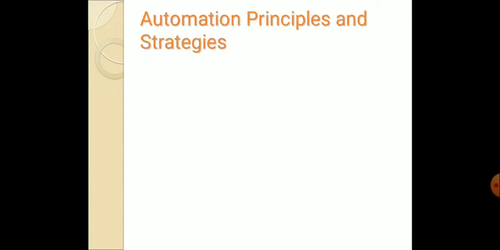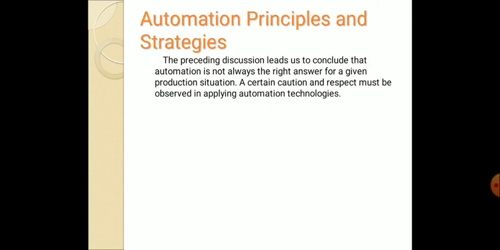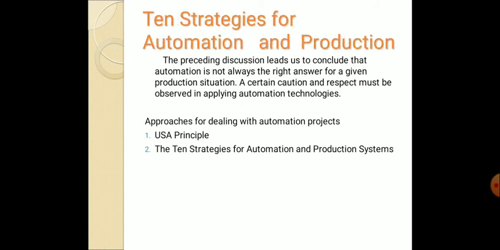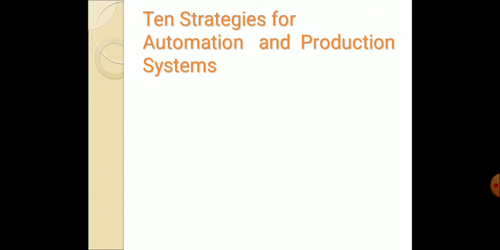Next one is the automation principles and strategies. The preceding discussions led us to conclude that automation is not always the right answer for a given production situation. A certain caution and respect must be observed in applying automation technologies. So here are approaches for dealing with automation projects, of which there are two types: USA principle and 10 strategies for automation and production systems. Now next let us see the 10 strategies for automation and production systems.